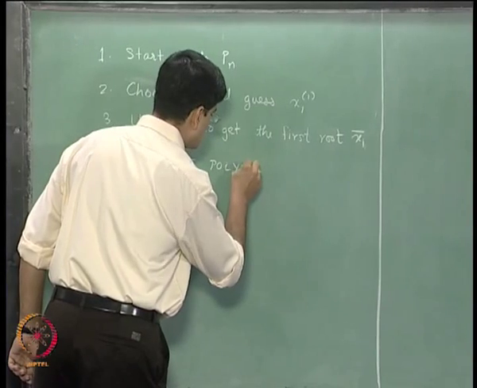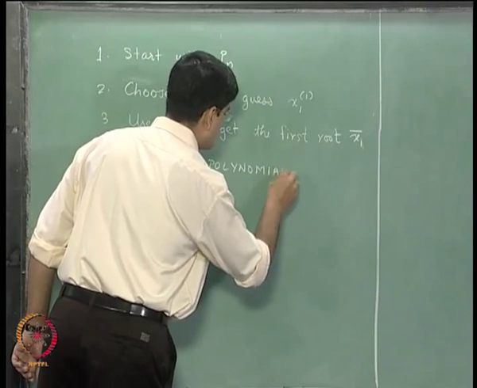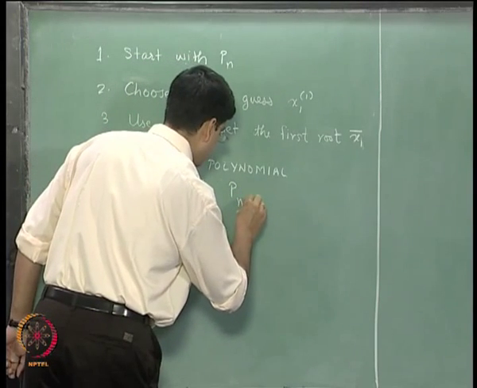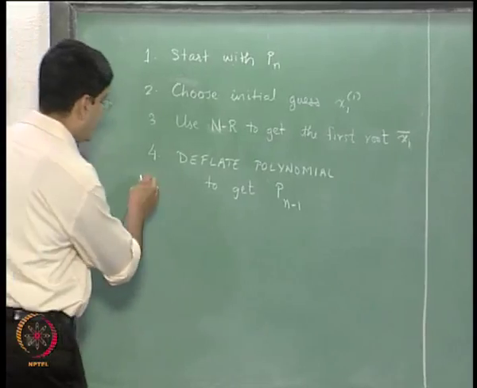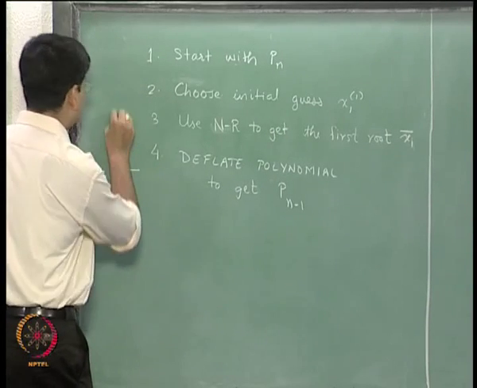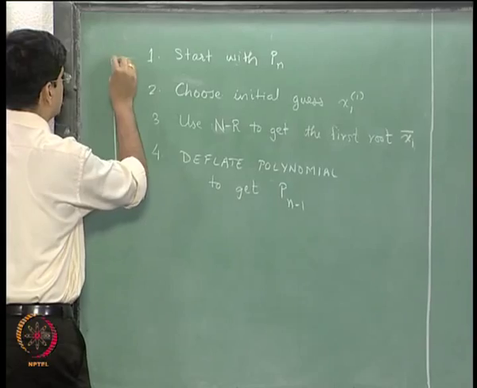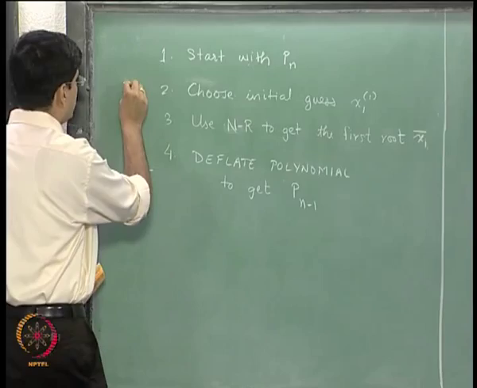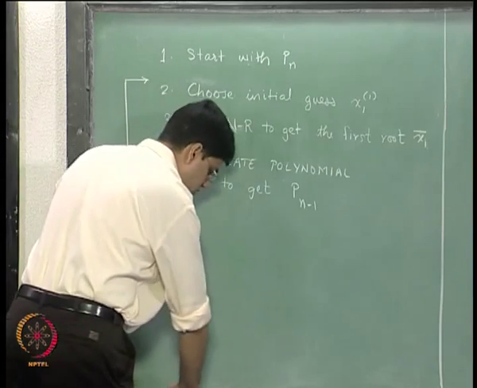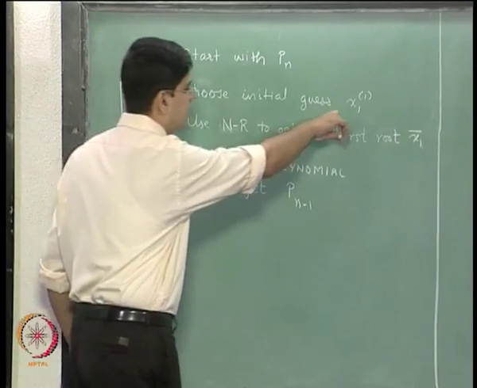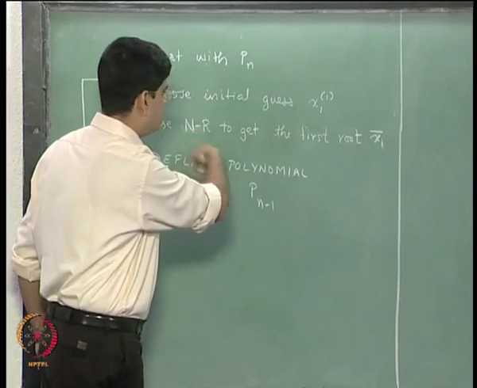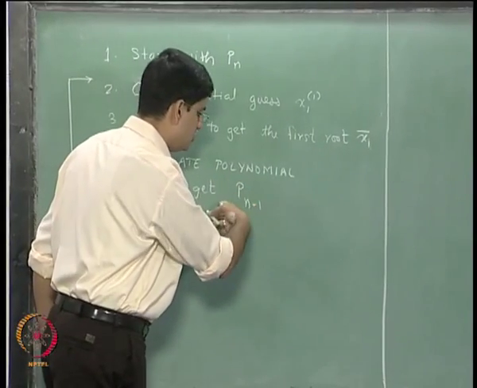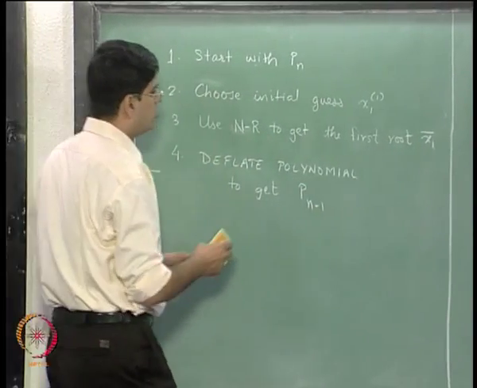Then deflate the polynomial to get Pn minus 1, and then repeat the steps from step 2 onwards until we get all the solutions. When we repeat the steps, at that time we will choose the initial guess x2, use Newton-Raphson's to get the second root x2 bar, deflate the polynomial to get Pn minus 2, and keep repeating over and over again.